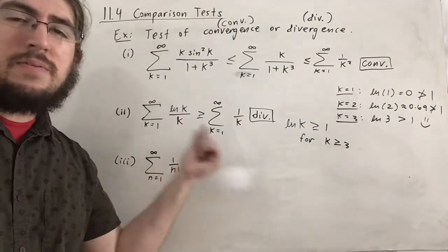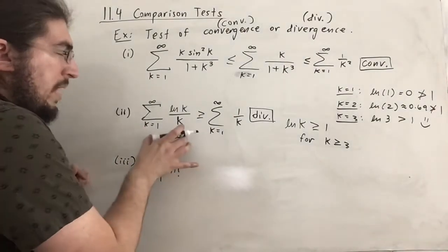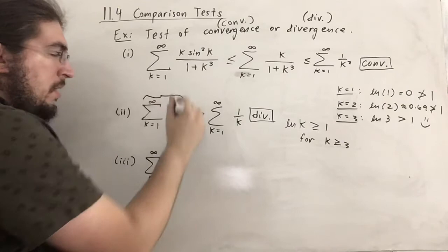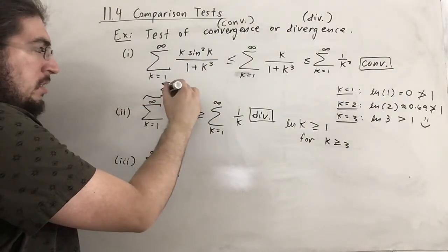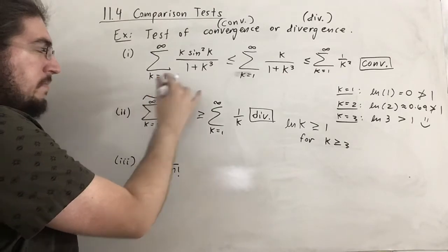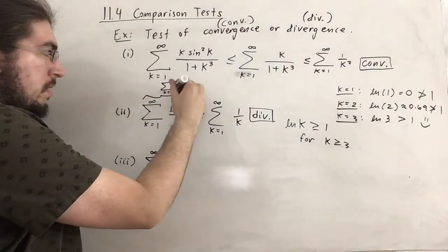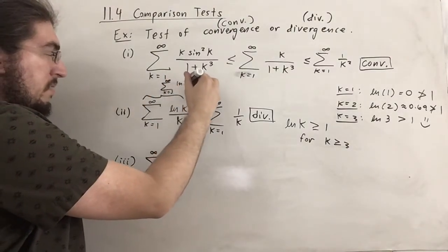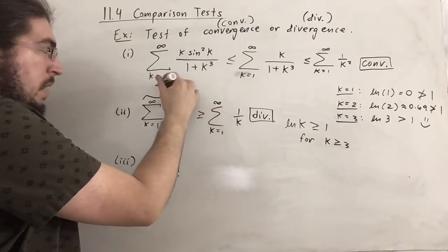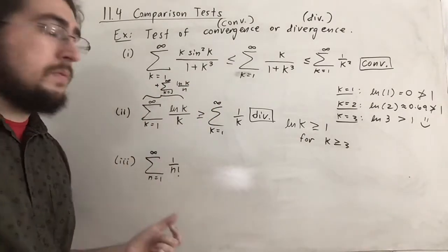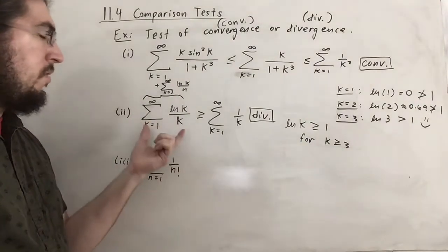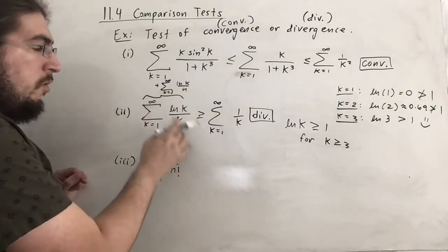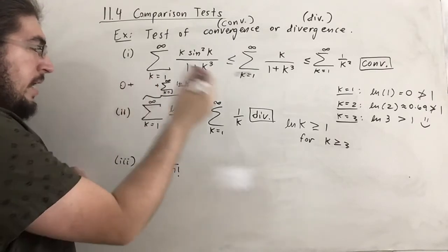Meaning, technically for this comparison to work, we would have to split this sum up, starting at 3 now. So if we start at k equals 3 of ln of k over k, we would have to pull out the first two terms. Now the first two terms are what? Well, the first two terms are ln of 1 over 1, which is 0, and ln of 2 over 2.